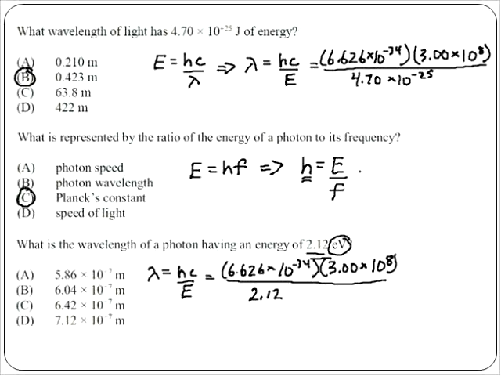I divide it by my energy, but in this formula the energy is supposed to be in joules, and it's not. So I have to convert it to joules. I take my 2.12 electron volts and multiply by the conversion factor, which can also be found on your formula sheet, your data sheet. 1 electron volt is equal to essentially the electron charge, 1.602 times 10 to the negative 19. We do that calculation and we get 5.85 times 10 to the negative 7.